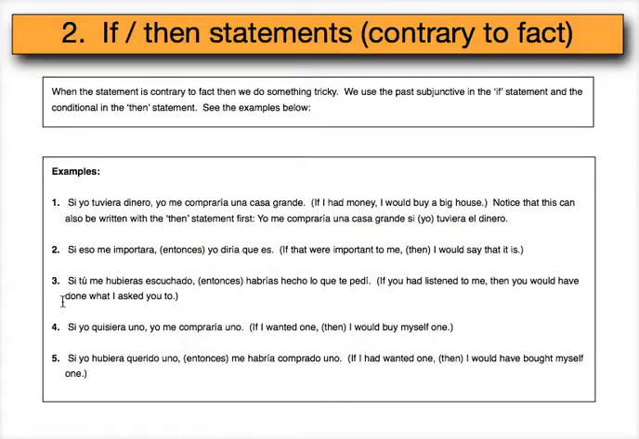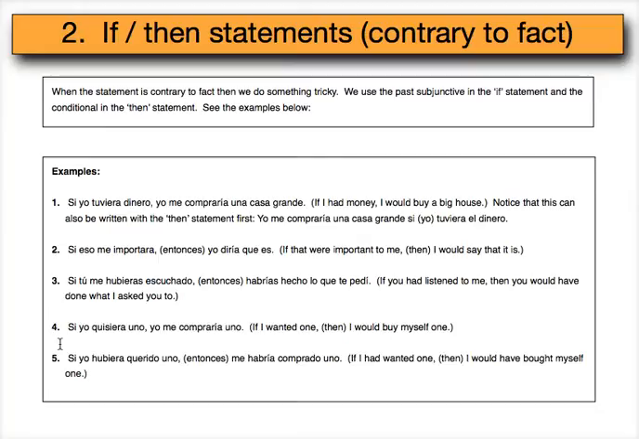All right, number 3. Si tú me hubieras escuchado. Notice how we're implementing in our if statement the past subjunctive of the helping verb to have, right? So, si tú me hubieras escuchado, entonces habrías hecho lo que te pedí. And with the if statement, past subjunctive, then statement, we're using the conditional. So if you had listened to me, then you would have done what I asked you to.